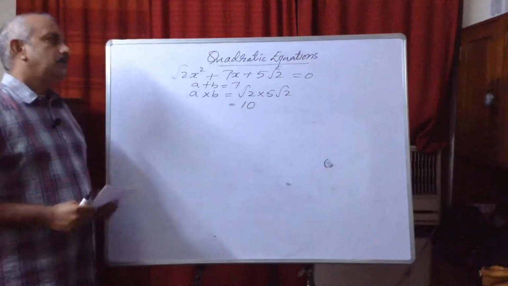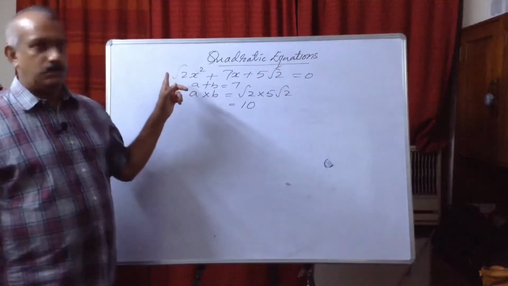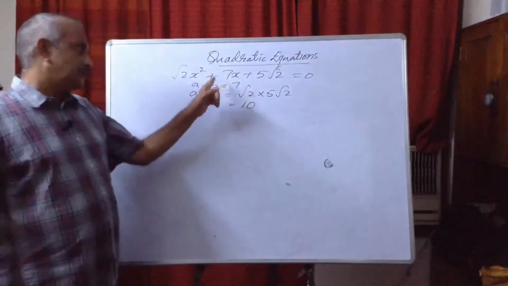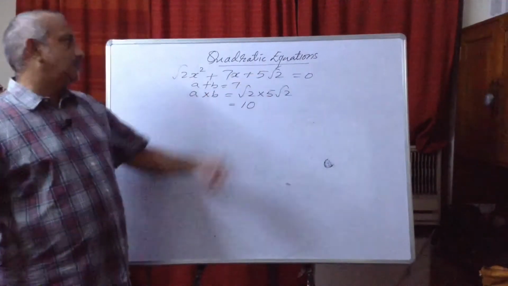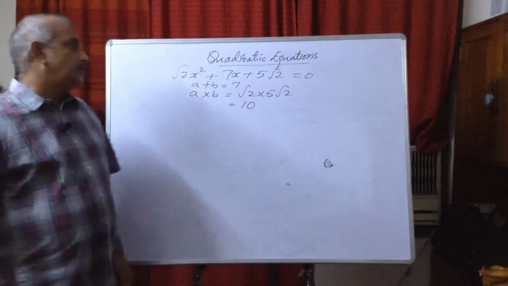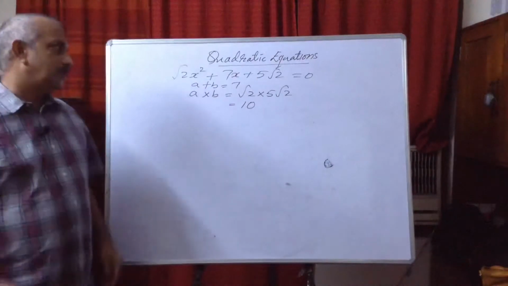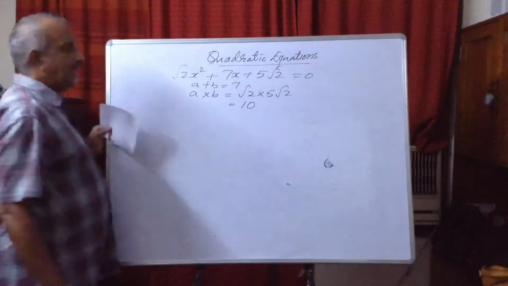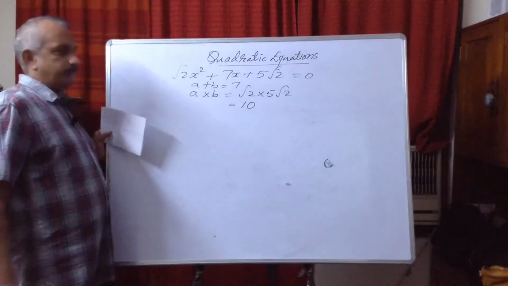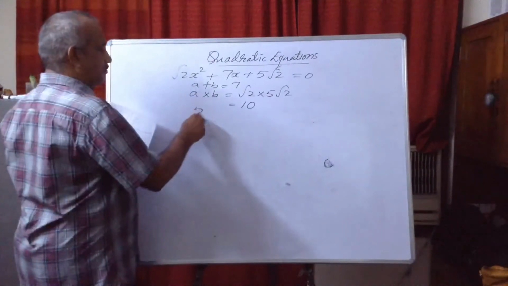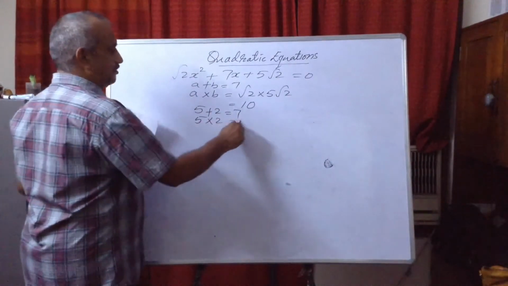See once again, the coefficient of the square of the variable is not equal to 1. So you have to find two numbers. When you add, you should get 7, and when you multiply, you should get 5 into root 2 into root 2. Root 2 into root 2 is 2, 5 2s are 10. Now what are the numbers? When we add, we should get 7, and when we multiply, we should get 10. So the numbers are 5 and 2. 5 plus 2 is equal to 7. 5 into 2 is equal to 10.